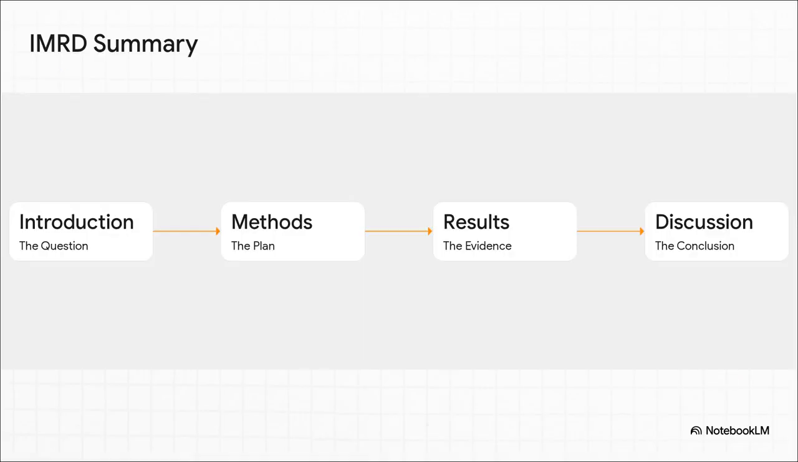So, let's put it all together. You see how it tells a story, right? The introduction gives you the question. The methods lays out the plan. The results show you the evidence. And the discussion gives you the conclusion. Question, plan, evidence, conclusion. That's IMRD. Once that clicks, you'll never be lost in a paper again. You'll know exactly where to look for what you need.